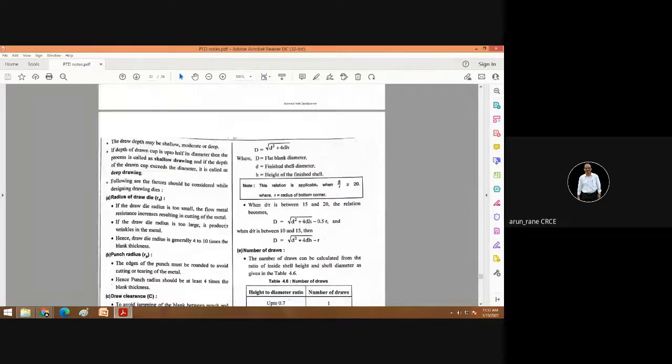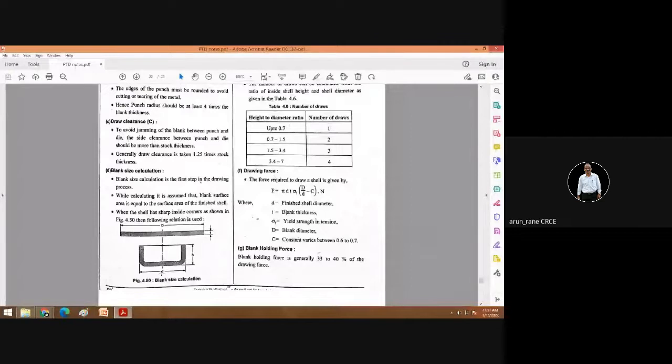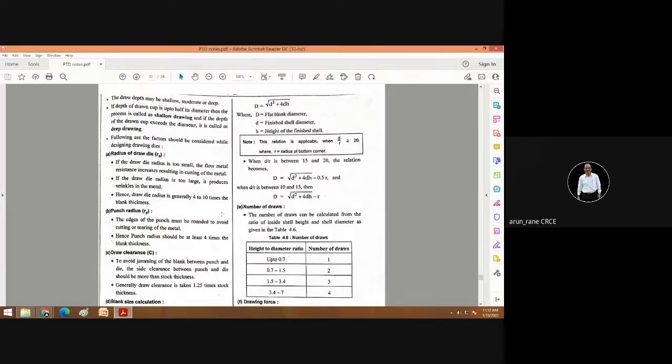So capital D is equal to the square root of d squared plus 4dh. Remember, here this d is the outside diameter and h is from here to the end. So many times they give inside diameter and inside height, and they also mention the thickness. So in that case, you need to add the thickness accordingly.